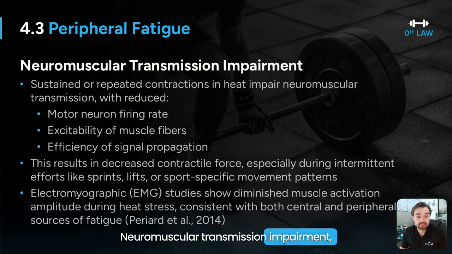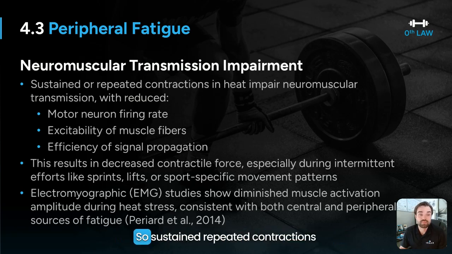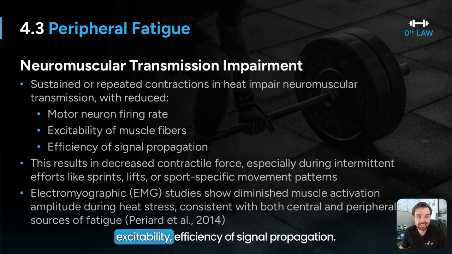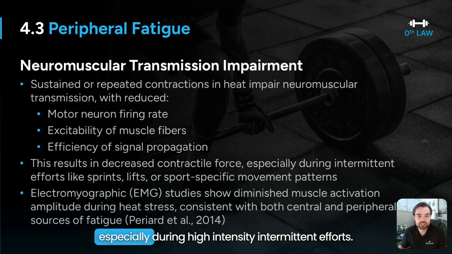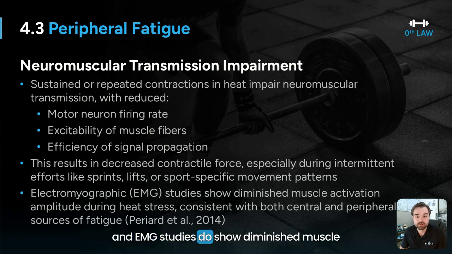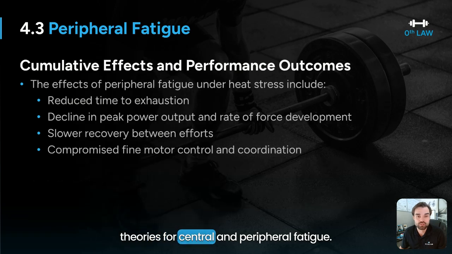Neuromuscular transmission impairment is also what we see. Sustained repeated contractions in the heat impair neuromuscular function. There is reduced motor neuron firing, excitability, and efficiency of signal propagation. Again, this leads to lower force, especially during high intensity intermittent efforts, so sprints, lifts, or, depending on the sport or activity, very sport-specific movement patterns. EMG studies do show diminished muscle activation and amplitude during heat stress, and this is consistent with both the prevailing theories for central and peripheral fatigue.